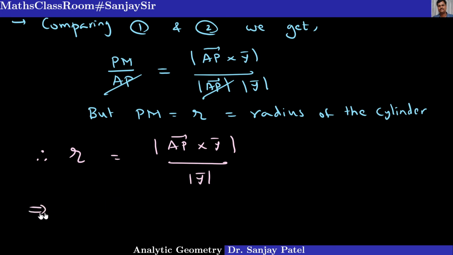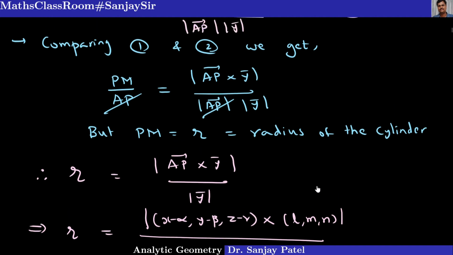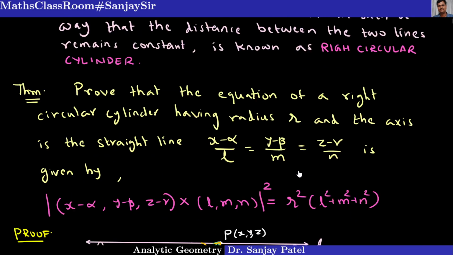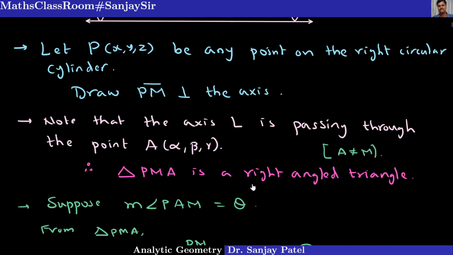Now substitute the value of these vectors. So R is equal to AP. What is the vector AP? It is x minus alpha, comma y minus beta, comma z minus gamma, cross y bar, which is nothing but L, comma m, comma n, upon mod of y bar, that is again L, m, and n. Okay. So this is the required equation of a right circular cylinder. You see, we obtain the same equation. Yes, you can square on both the sides and write down this simplified form.